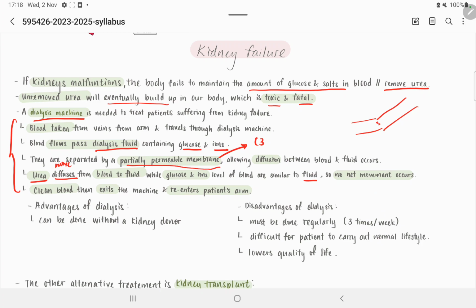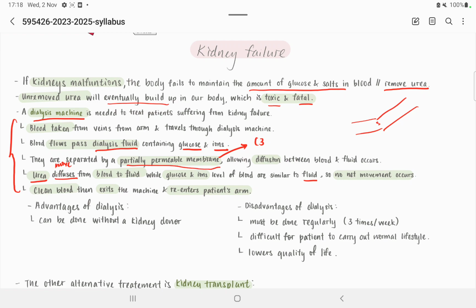Actually, some of the glucose and ions from the blood still move to the fluid, and some from the fluid still move to the blood, but the amount of movement from both sides is the same. Clean blood then exits the machine and re-enters the patient's arm. After the blood is filtered, we let it flow back to the patient.